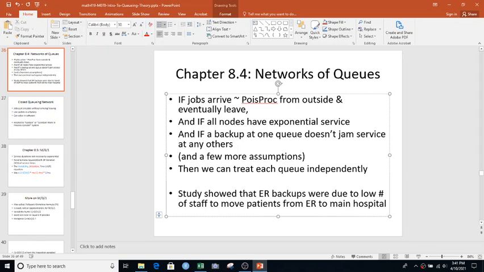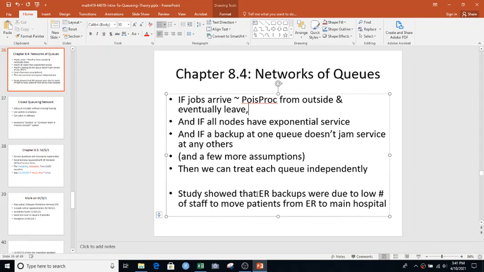So it turns out if jobs arrive according to a Poisson process from outside and eventually leave, and if all nodes have exponential service, and if a backup at one queue doesn't jam service at any other queues, and a few more assumptions, then we can treat each queue independently.